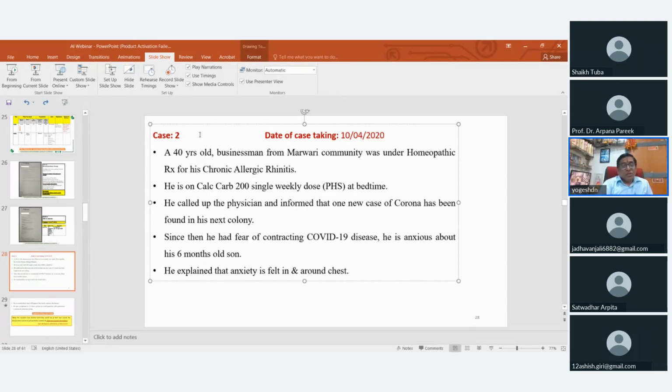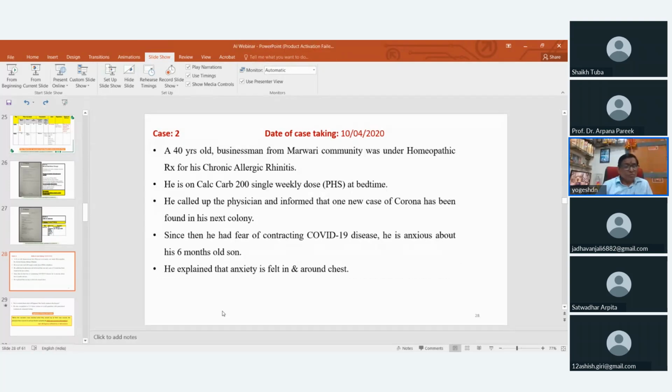Okay, so this happens to be a case of a 40-year-old businessman from a Marwadi community who was under homeopathic treatment for his chronic allergic rhinitis. Constitutionally, he is a Calcarea carb individual. He is on 200 single weekly dose for his chronic allergic rhinitis.